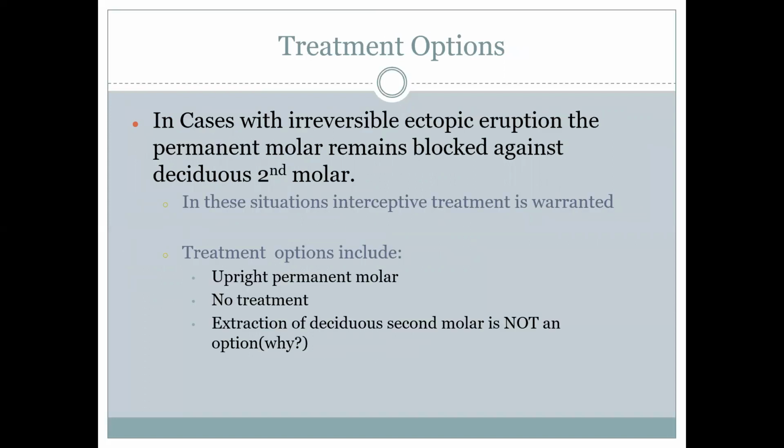In cases with irreversible ectopic eruption against a permanent molar, interceptive treatment is warranted. Treatment options include uprighting the permanent molar, no treatment, and extraction of the deciduous molar is not an option. Why? But it could be an option because if the child has pain and you know that the permanent molar has no way to go, and it is possible to place a space-maintaining device, then you can extract that second deciduous molar.